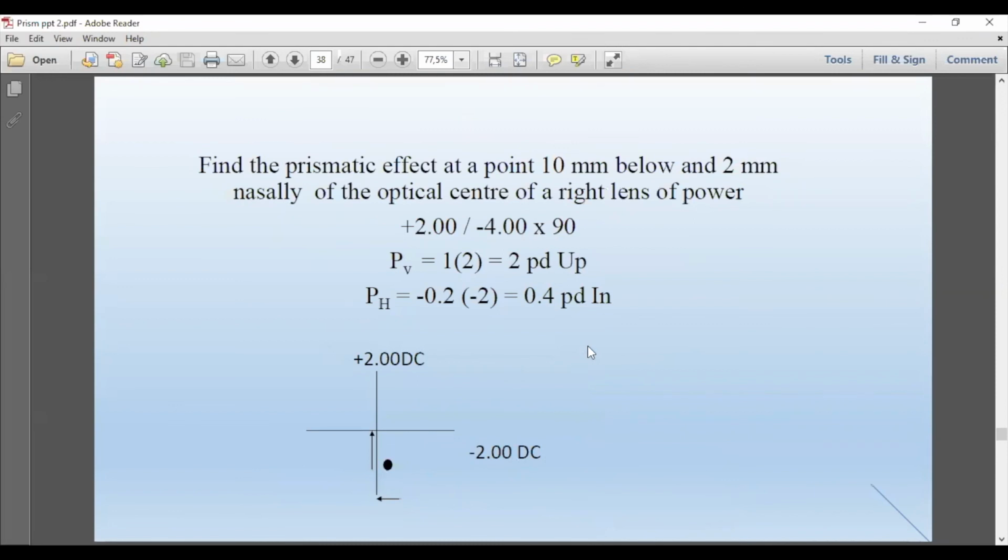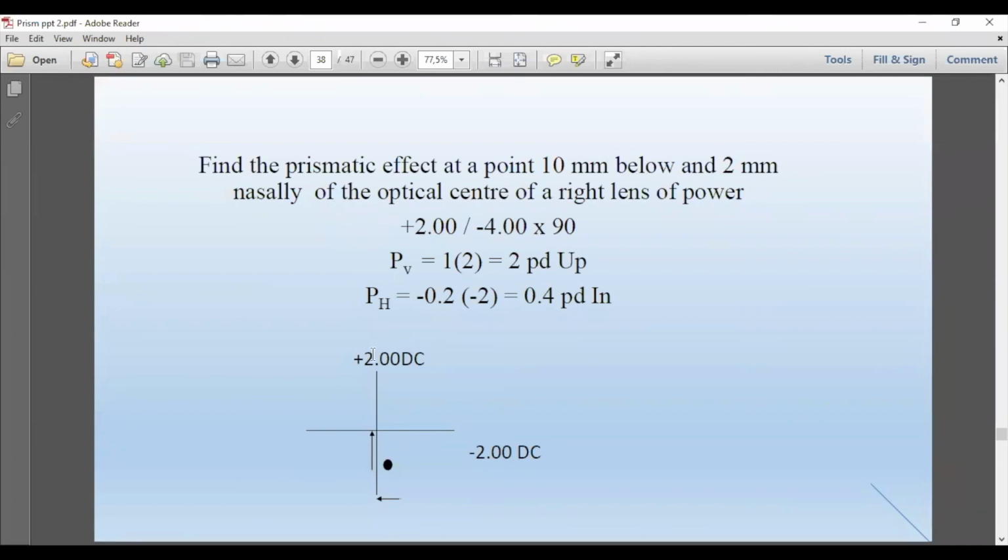So this is just another example. Now, find the prismatic effect of a point 10 millimeters down and 2 millimeters in of an astigmatic lens. So now we have an astigmatic lens. You can imagine this being a toric lens with a cylinder. Now if you want to look down to read, what would the prismatic effect be at that point? So now it's 10 millimeters below, 2 millimeters nasally.